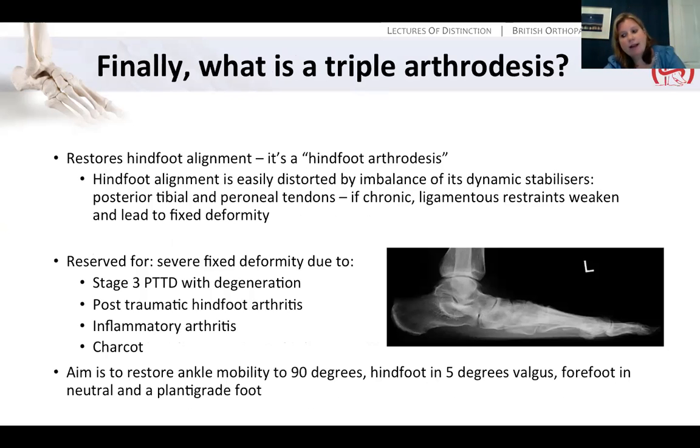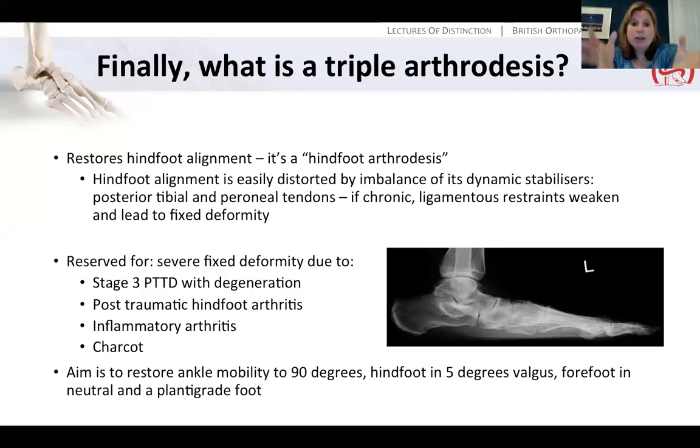So finally, the last thing to talk about is what is a triple arthrodesis. So we've talked about restoring the alignment to the hindfoot, lining up that talus with the first metatarsal. Over time, in the hindfoot, if there's pathology such as pes planus, midfoot arthritis, or cavus, the alignment of the hindfoot can be distorted by the dynamic stabilizers, the tib post tendons, the peroneal tendons, and with time, the ligamentous restraints weaken, and you see those classic deformities, whether they be cavus, planus, related to inflammatory arthritis or post-traumatic.